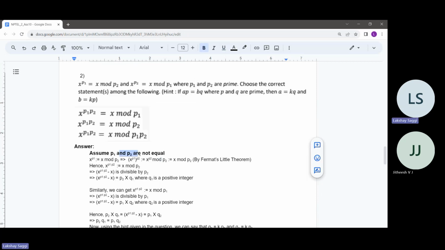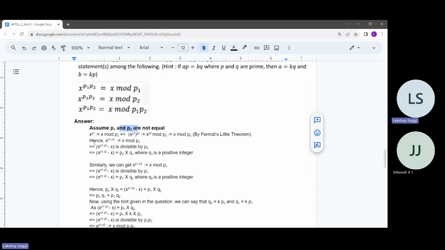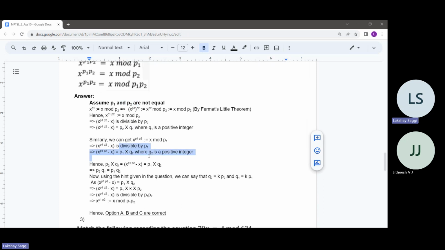We had assumed that P1 and P2 are not equal. To summarize what we did in this question, we assumed P1 and P2 are not equal. Then we wrote x raised to power P1 P2 as x mod P2 and applied Fermat's little theorem. Similarly, we did this again, and then we wrote x raised to power P1 P2 minus x as P1 times Q2, and the other one as P2 times Q1. And then we just equated these two quantities.